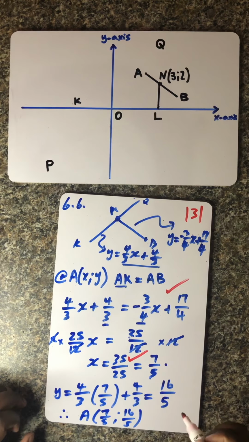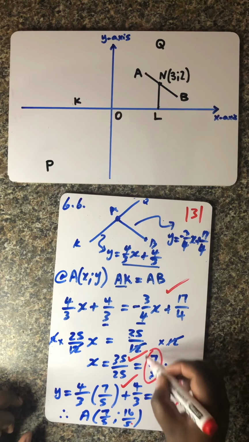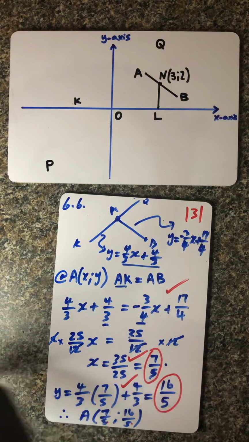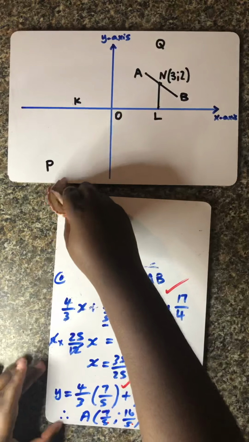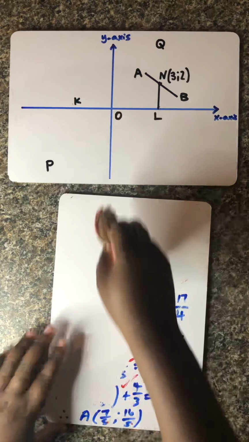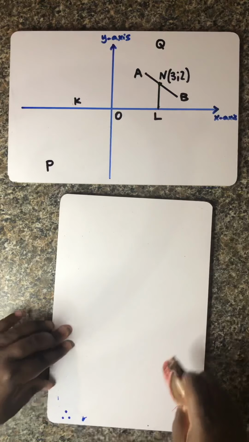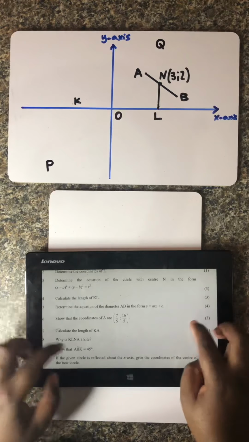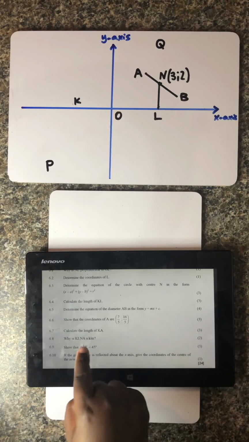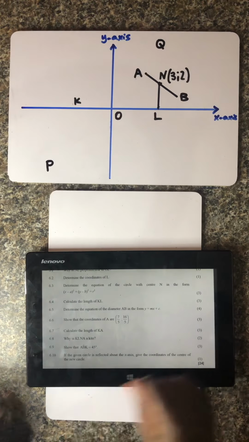And similarly here, ladies and gentlemen, where do you deserve a mark? There, for substitution, because obviously this is given in the question, and again this is given in the question. So this is how you score your marks for this question. I hope you're having a great time and you fully understand what we have done so far. Let's now move to question 6.7, which says calculate the length of KA, and this question is allocated 3 marks.